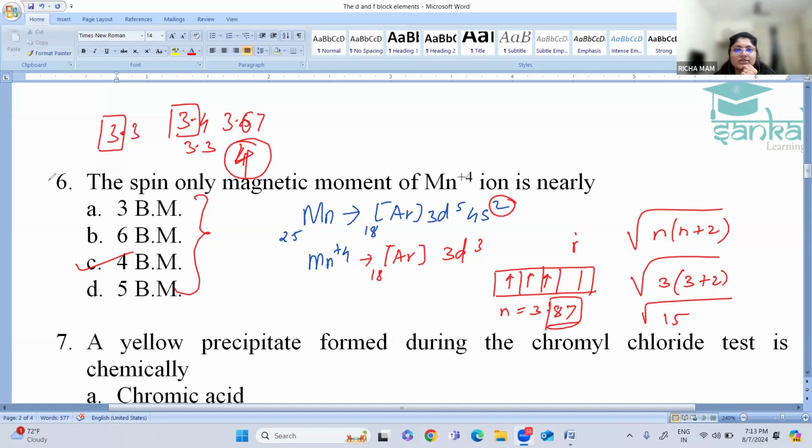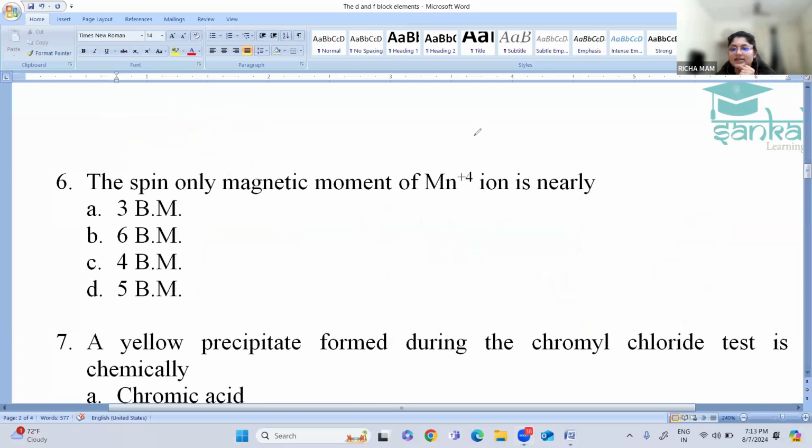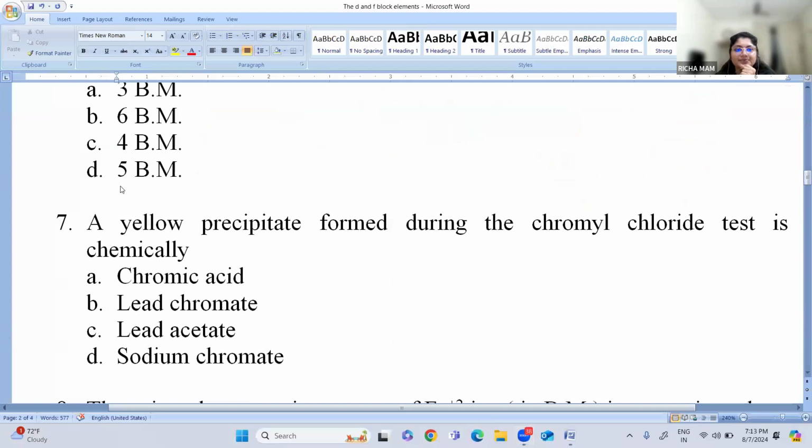Let us go for the next one. Yes, Janvi has also answered C. Gupna has answered it as C. Let us go for the next one.